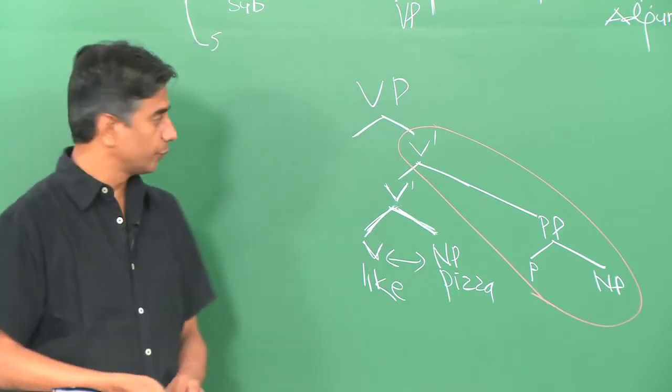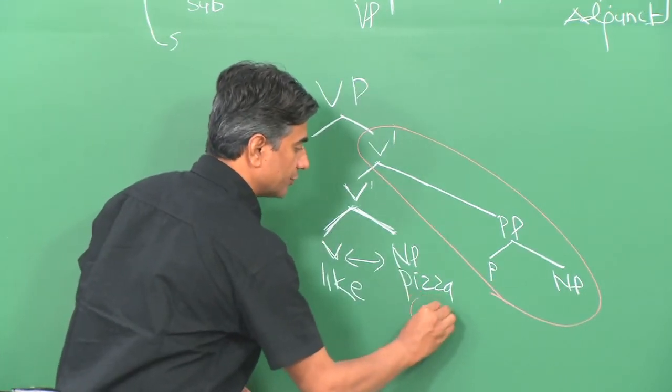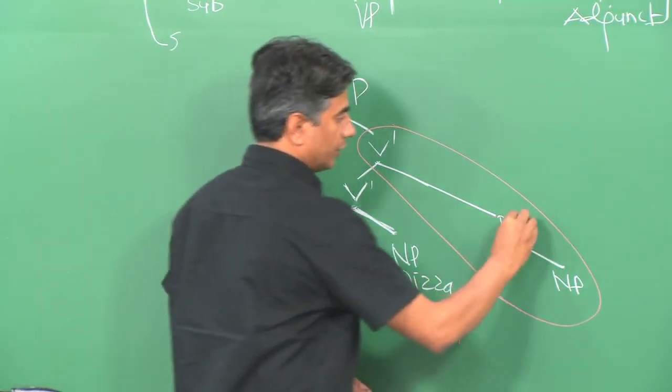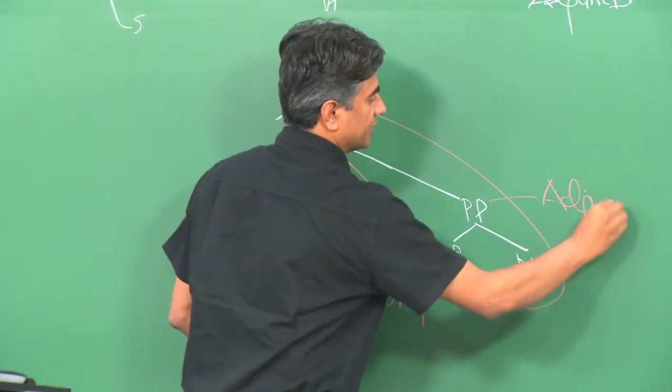Now we know that this is the place for a complement, which we knew, and now we know that this is a place for an adjunct.